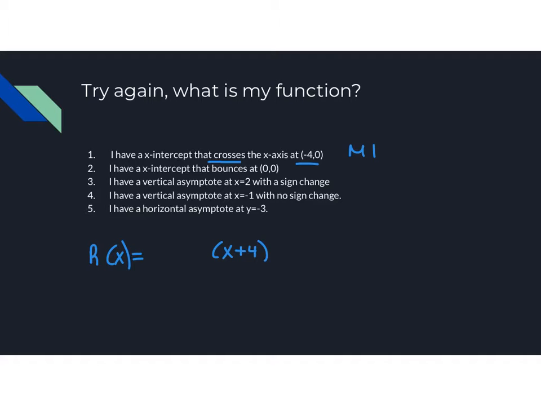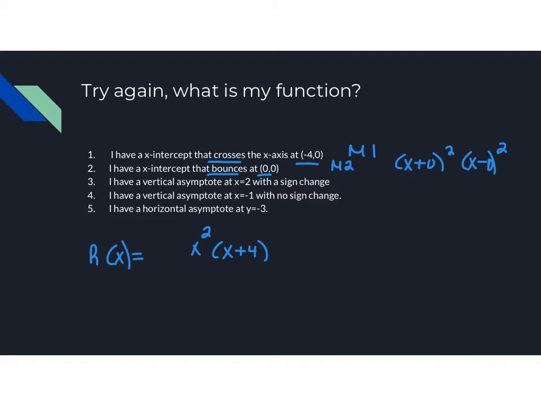The second fact has an x-intercept that bounces at 0, 0. Again, when it bounces, that tells me it has a multiplicity of 2. And x-intercepts belong in the numerator, so I know the numerator has an x squared factor. We can also write that as x plus 0 squared, or x minus 0 squared. They mean the same thing. I prefer just x squared.